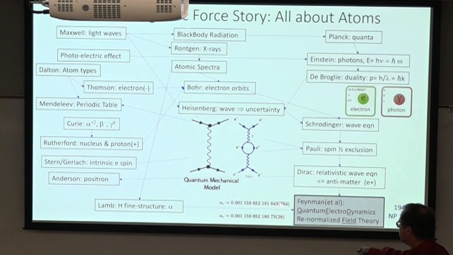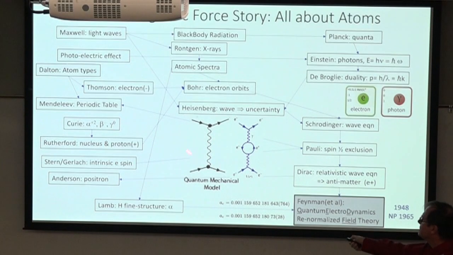And here's what we measured that thing a little bit more than 2 to be, 1.00159652181, blah, blah, blah. If you add up enough of these different things, the prediction from this theory says it's 1.5965218073. How many significant digits is that?